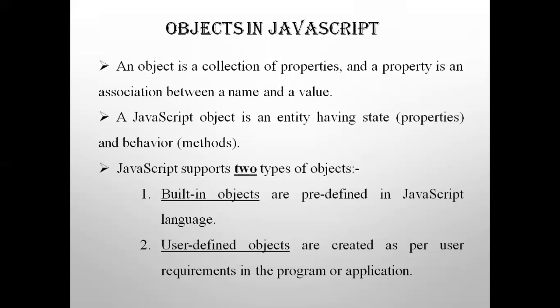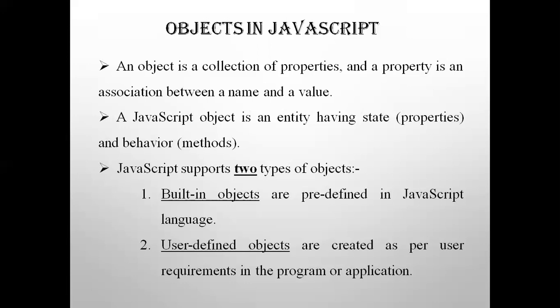So a JavaScript object is an entity having properties and methods. Properties are states, and methods are behaviors, how it behaves. An object can group data together with the functions to manipulate it. All the tangible things are called objects in JavaScript.